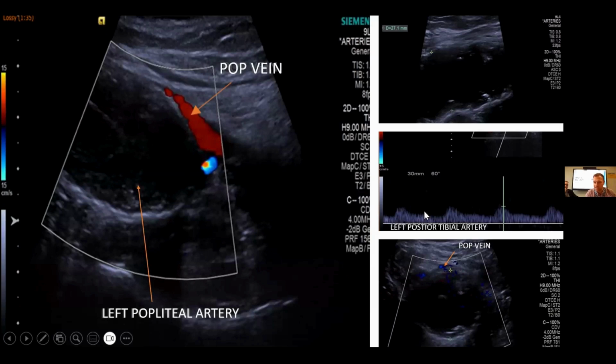Looking further down, you can see that the flow in the posterior tibial arteries is quite reduced. And in the lower right image, a transverse image of that popliteal artery aneurysm, you can see that the popliteal vein is quite compressed.